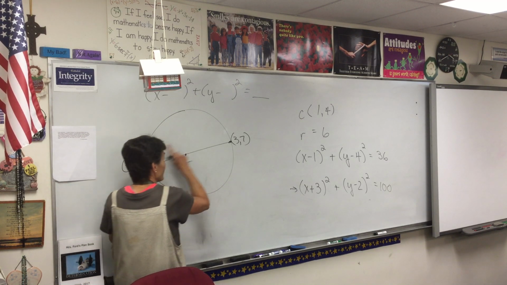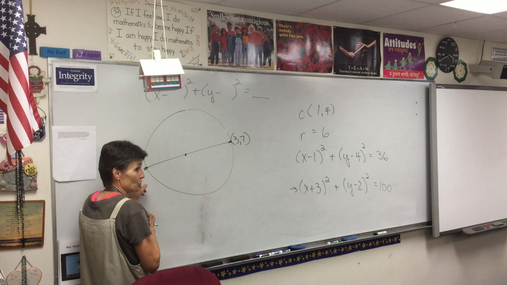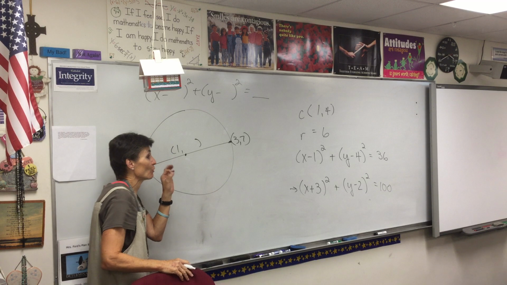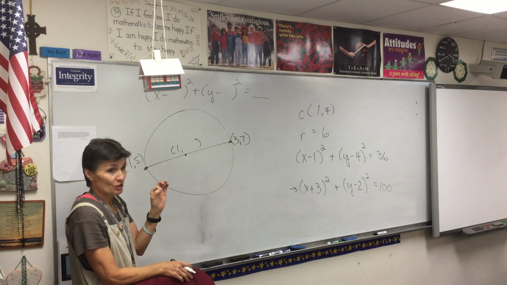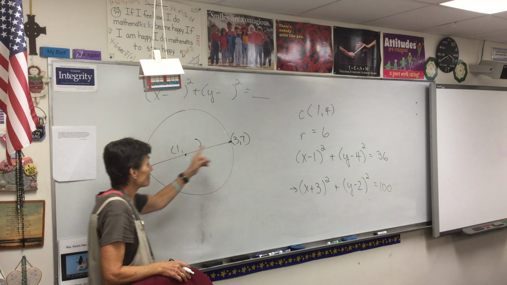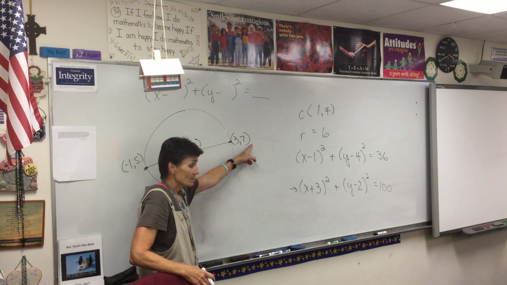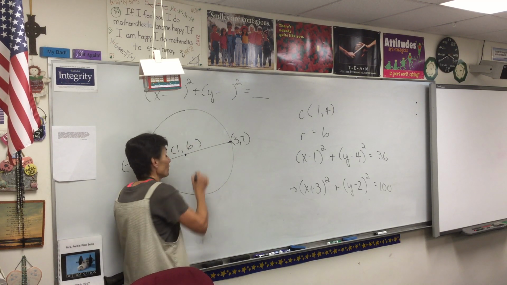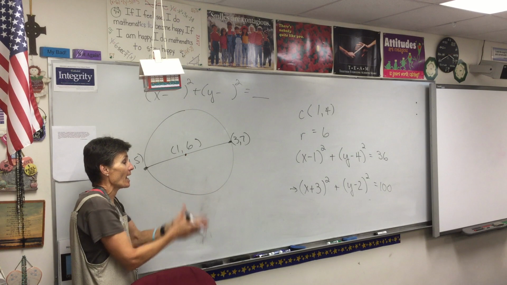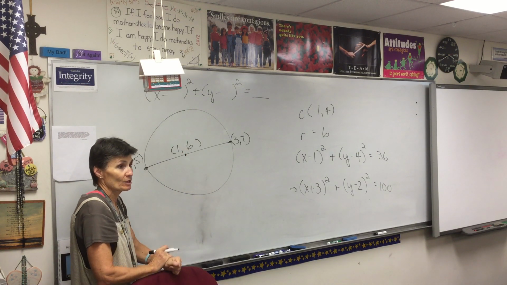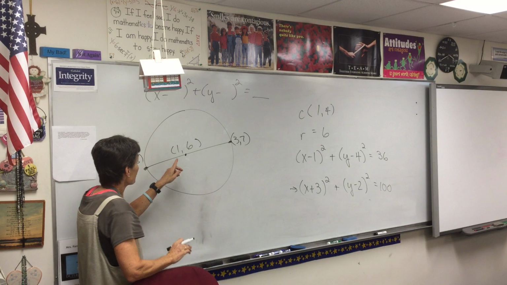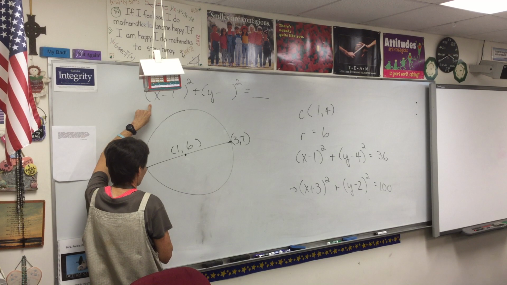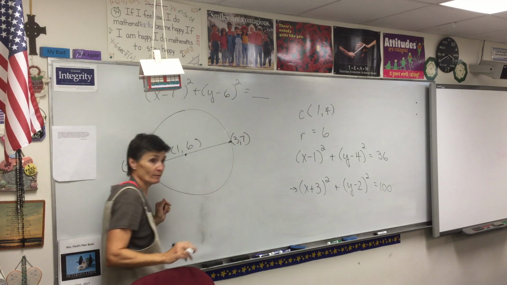So here we go. What is -1 plus 3? 2 divided by 2. 1. Don't forget, when you average, you're adding and dividing by 2. All right, so 5 and 7 makes 12, divided by 2 is 6. Remember, midpoint is average: add, divide by 2. So when you're writing your equation, won't this be x minus 1 squared and y minus 6 squared?